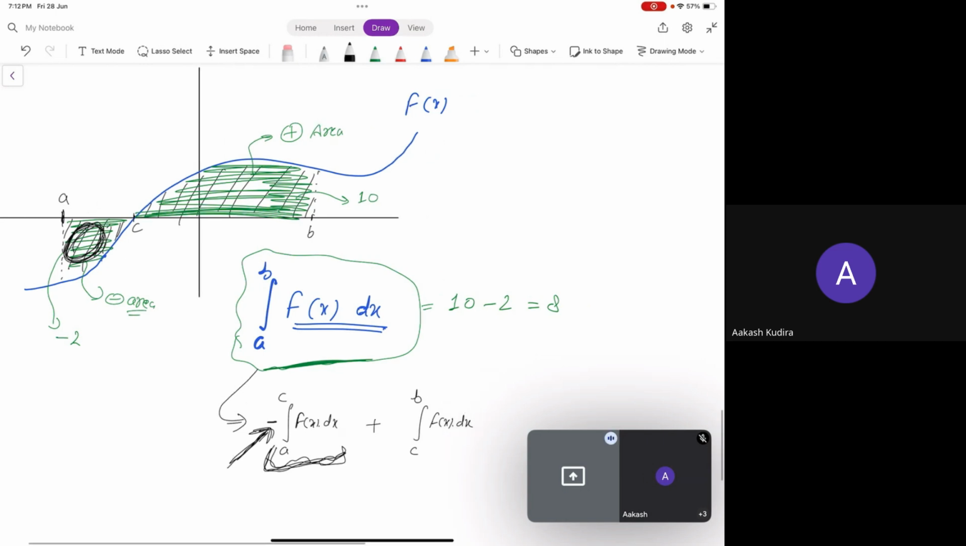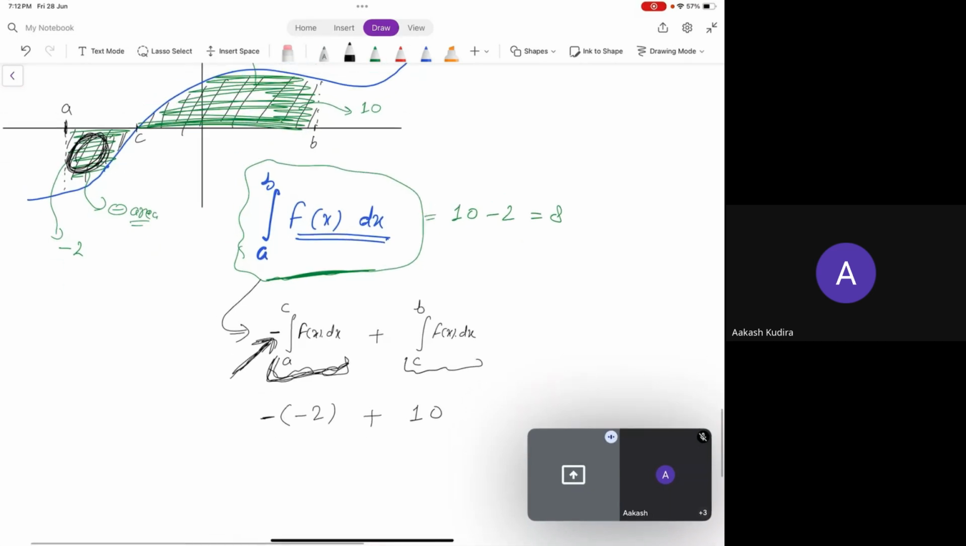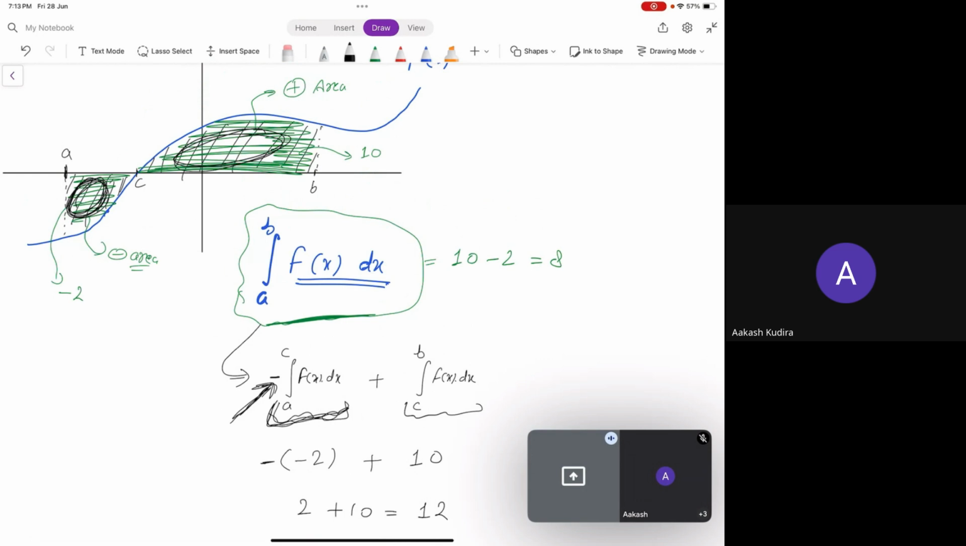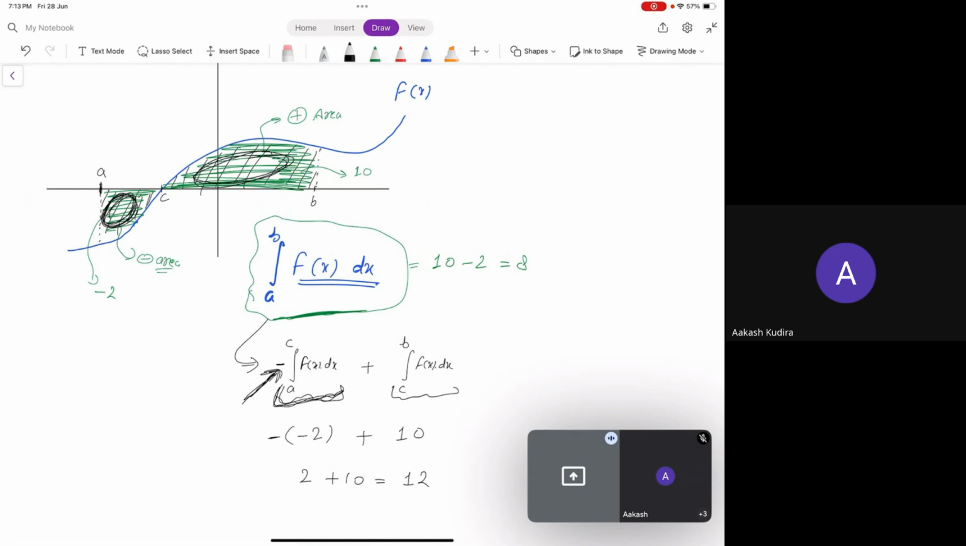Now the value of this integration is -2, so minus of -2, then plus, the value of this integration is 10. So minus minus plus, 2 plus 10 equal to 12. So this is the exact area of that portion. Combining this portion, this is the exact area. So this is the very basic meaning of definite integration.